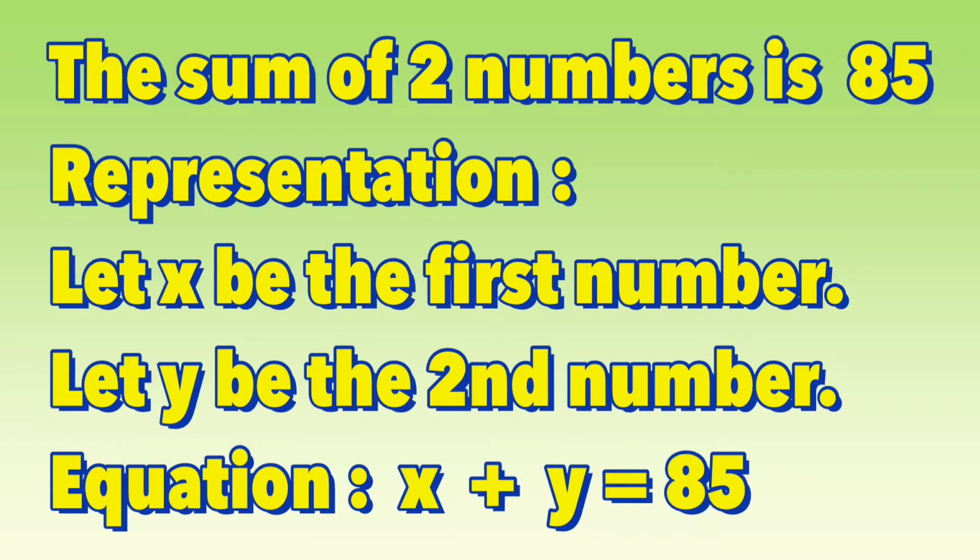Then we're going to read again the problem. The sum of two numbers is 85. Since we assigned that the two numbers are x and y, our equation is x, then the word sum means plus, y equals 85. So that's the equation now.